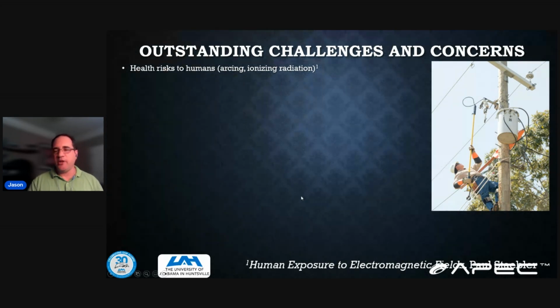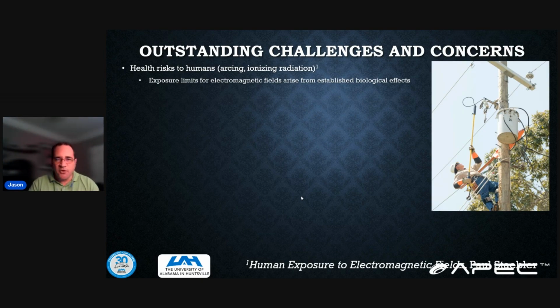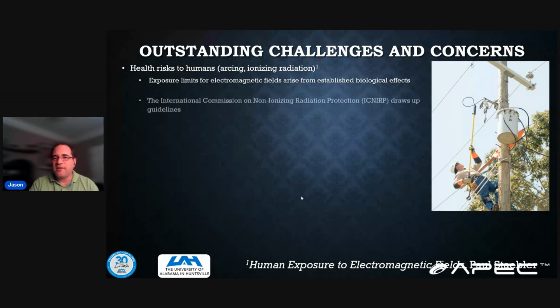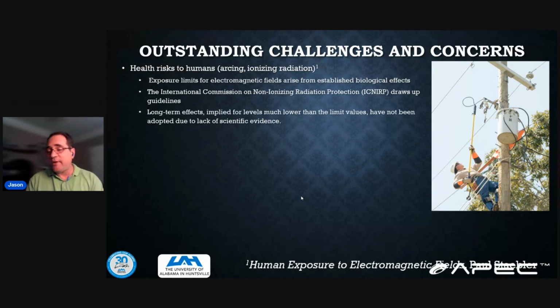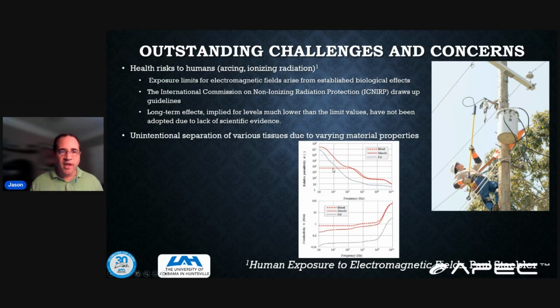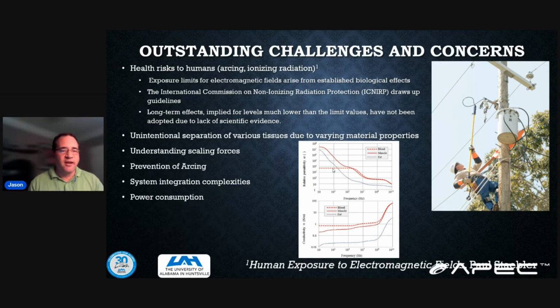Number one is the health risk to humans, because if you're dealing with high voltage, obviously you have to worry about arcing, ionization, and stuff like that. There are exposure limits for electromagnetic fields that arise from established biological effects that are known. The International Commission on Non-Ionizing Radiation Protection draws up those guidelines, and most of it comes from high voltage line workers and power company workers. Long-term effects, which are implied for levels much lower than limit values, have not been adopted due to lack of scientific evidence.